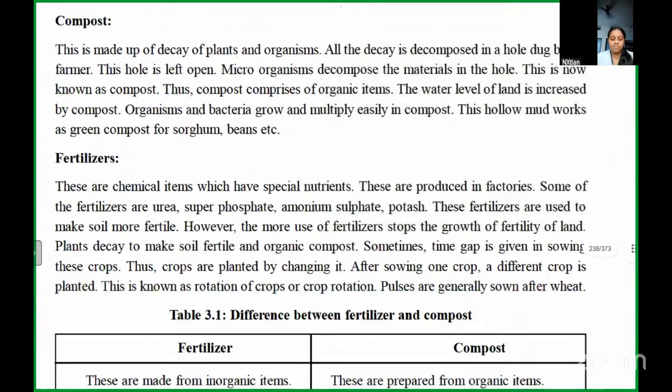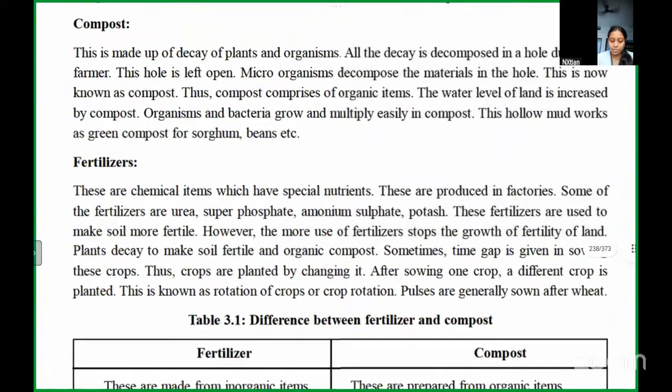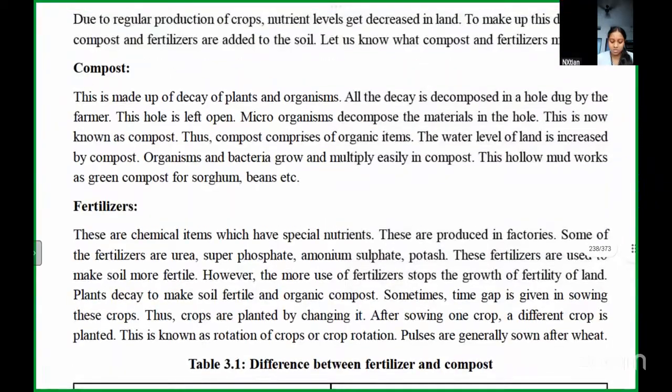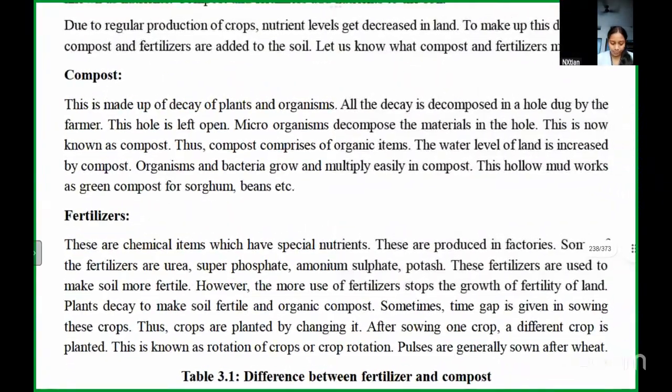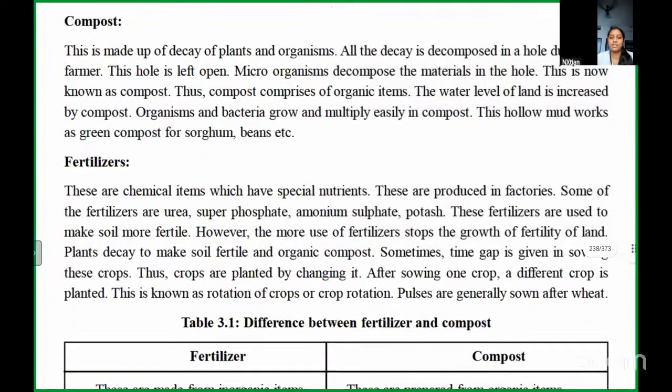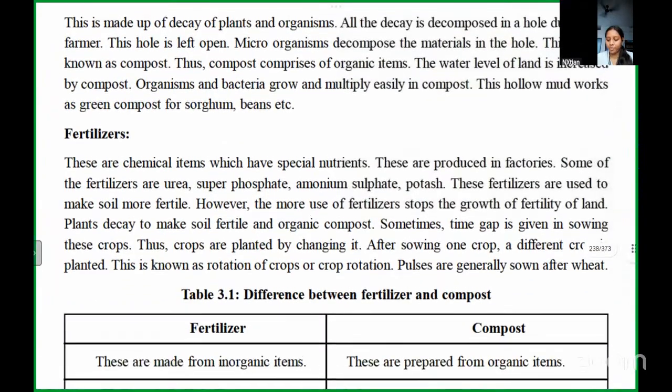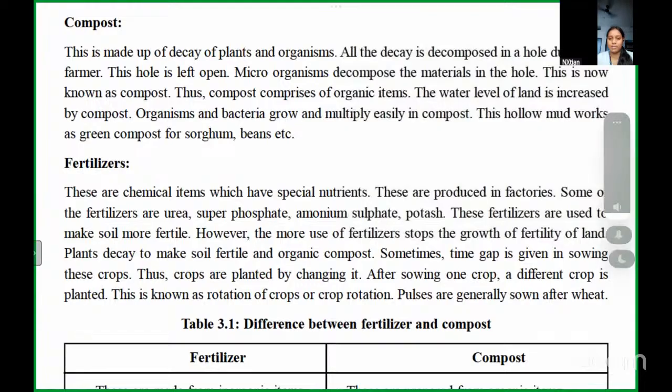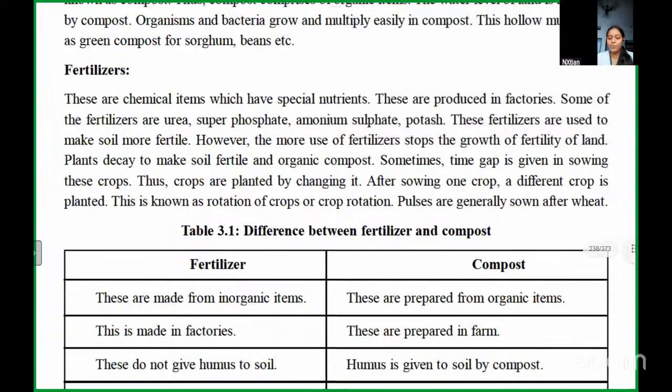Okay. Then this is how to prepare compost. The method of preparing compost is mentioned. And how are fertilizers produced? What are some fertilizers that are used? We will continue this, I think not tomorrow, Monday. Tomorrow is your test. So Monday we will study this. Okay. 5 minutes break for you, and then we'll start with math class.